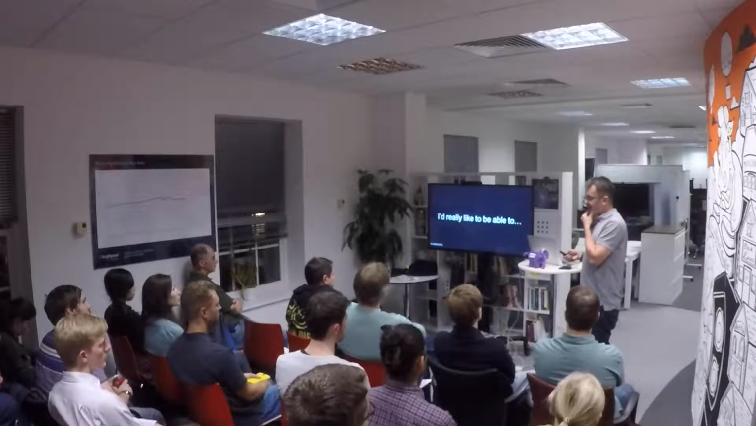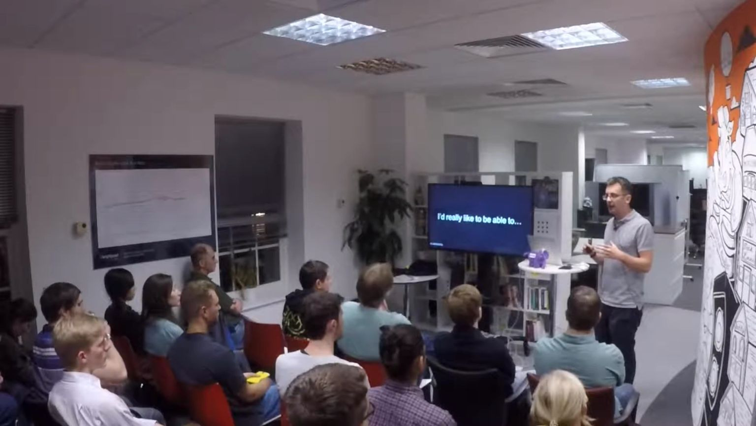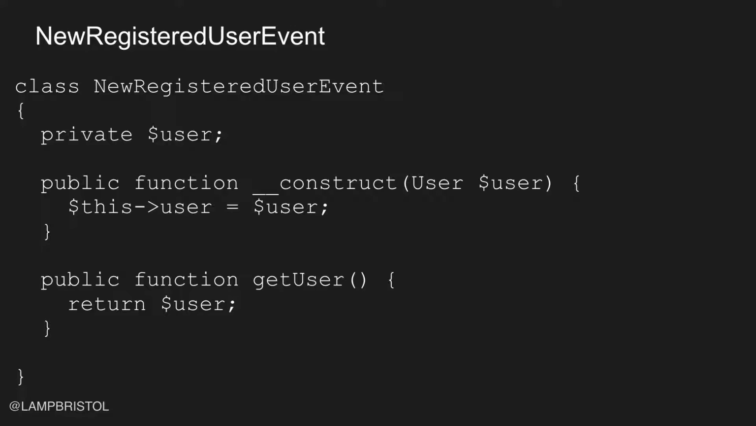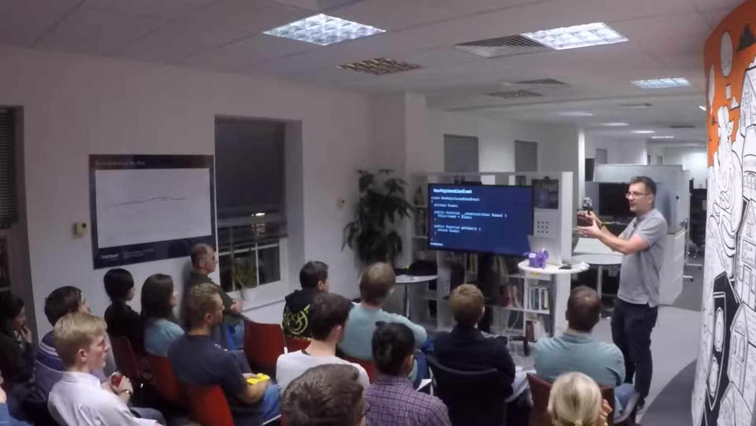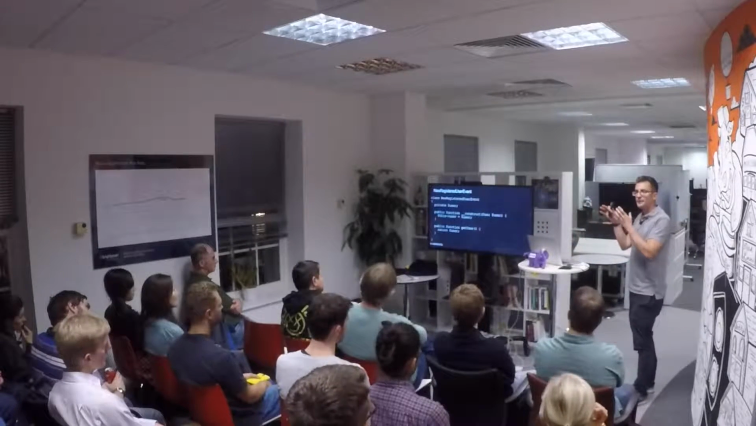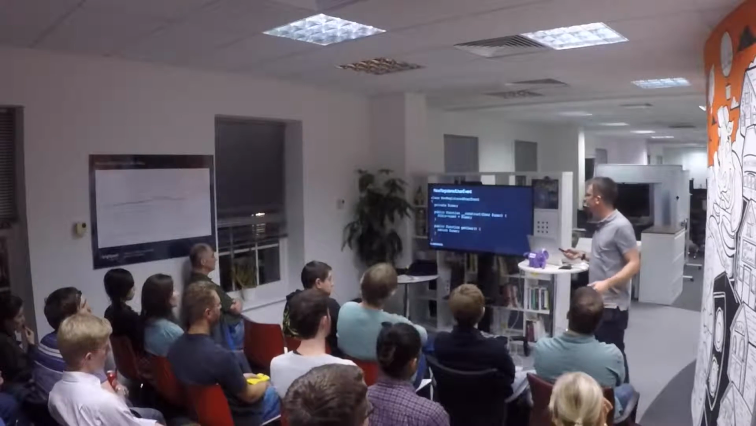So instead, this is a case where we could use events to help us extend new functionality. What we could do is say, well, look, let's have a new registered user event. And it would look like this. We'll just hold the user, so we'll construct it, passing in the user that we've just created, and then there's the ability to get the user. So this just holds, as its name gives away, data about the new user that we've just registered.